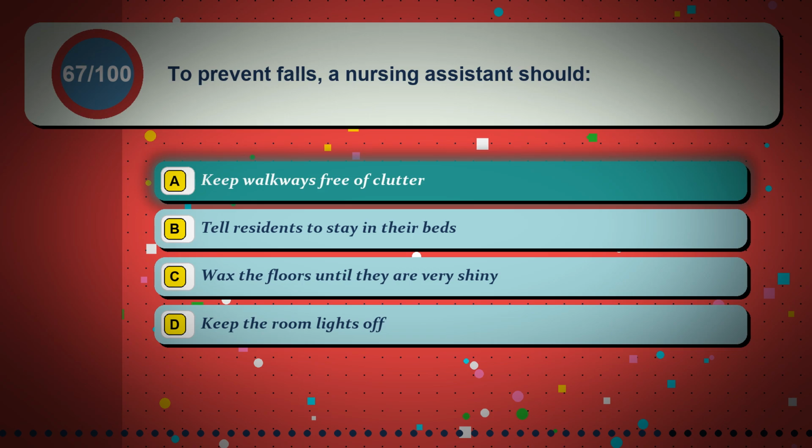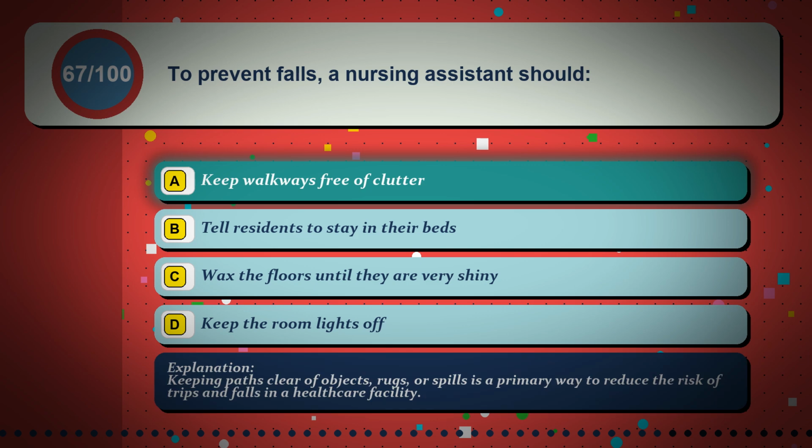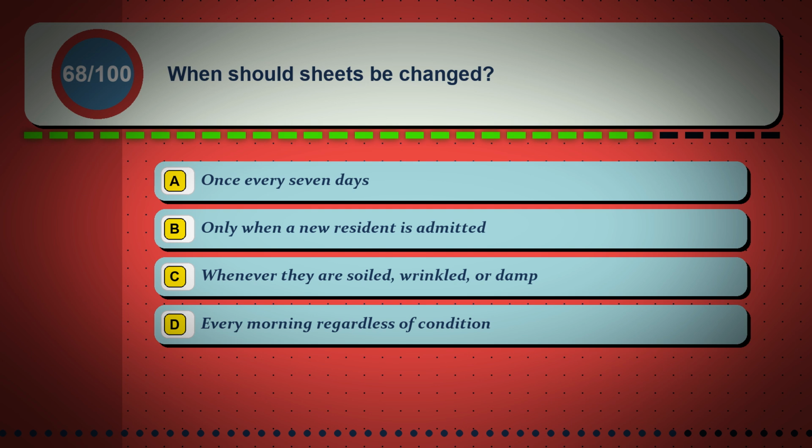The correct answer is option A, keep walkways free of clutter. Keeping paths clear of objects, rugs, or spills is a primary way to reduce the risk of trips and falls in a healthcare facility. Question 68. When should sheets be changed?